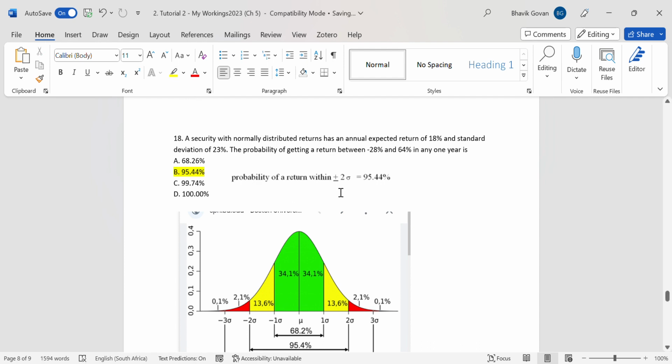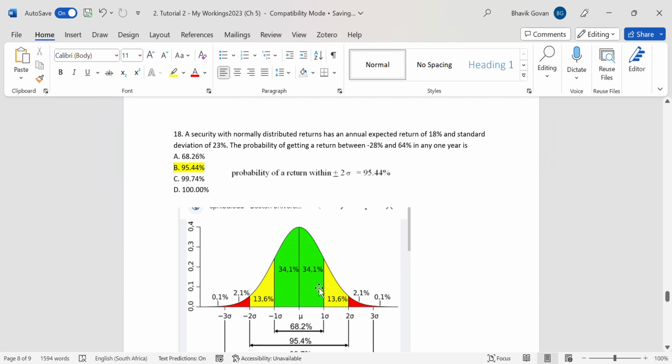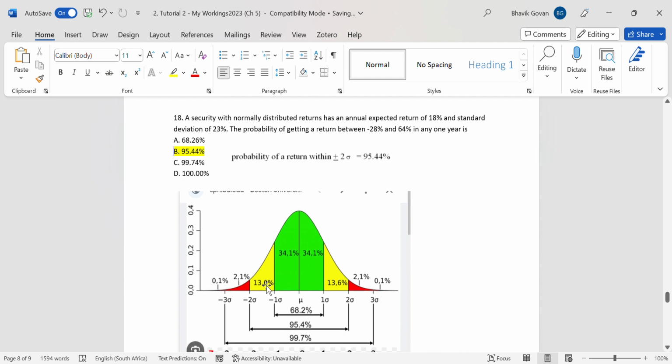The probability of the returns is basically within plus minus 2 standard deviations. So if you look at your normal distribution, that area with the probability is basically this part here, all of this, which sums up to 95.4%.